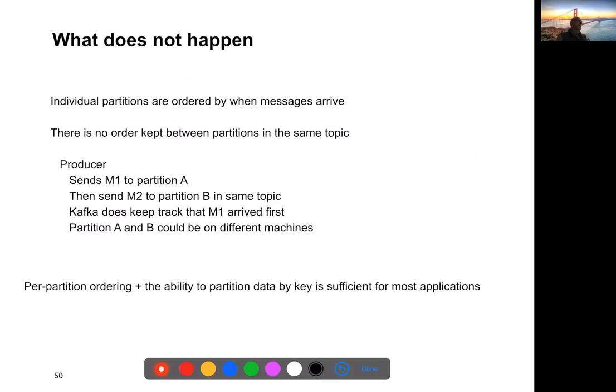However, different partitions of the same topic are not ordered relative to each other. The situation is that a producer sends one message to partition A of a topic and another to partition B of the same topic. Kafka doesn't worry about which of message one and message two came in first. It's only per partition that they keep track of the order.